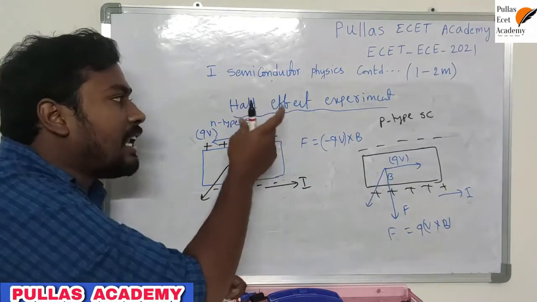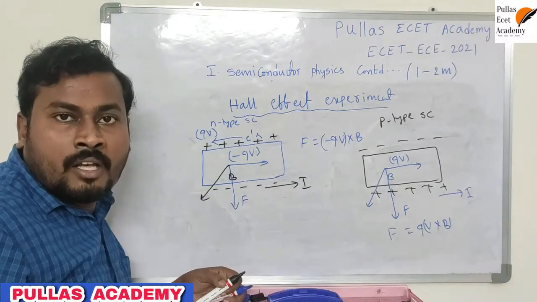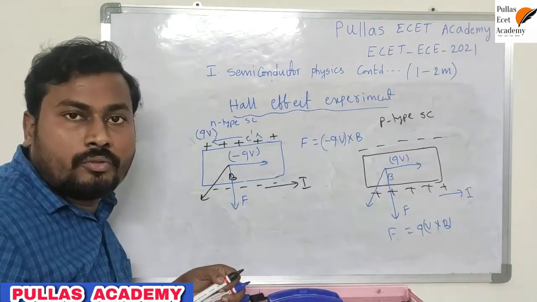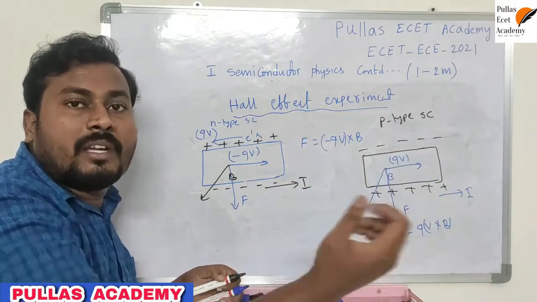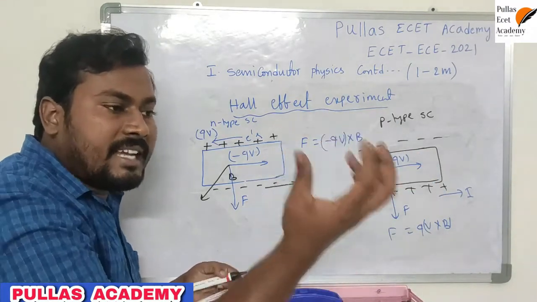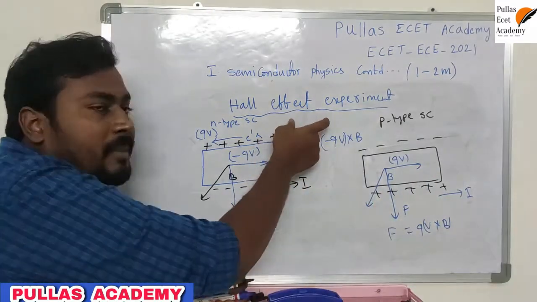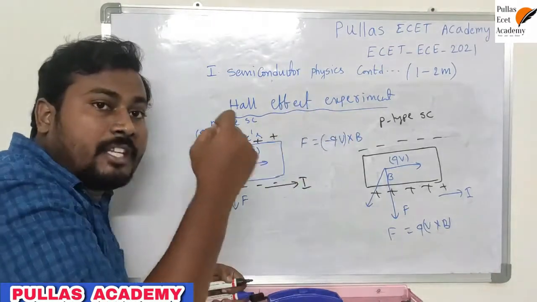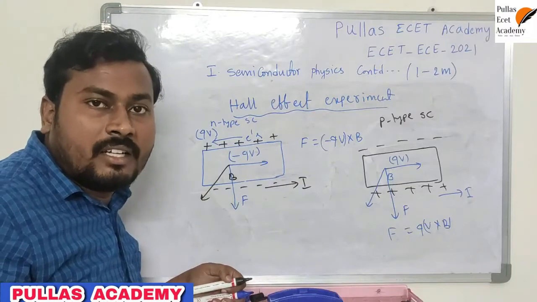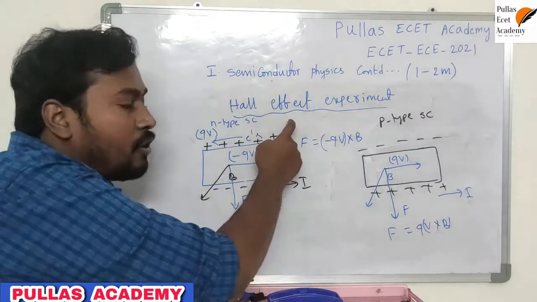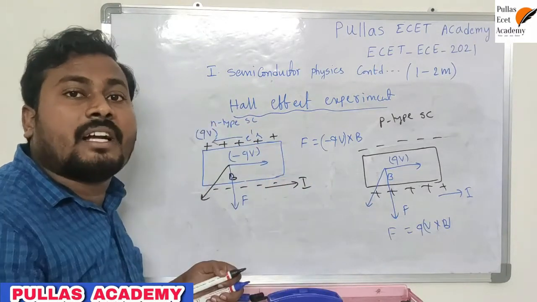Now where is this Hall effect experiment used? If someone in the lab gives you one semiconductor and asks what type of semiconductor it is, whether it is an n-type or a p-type semiconductor, you have to conduct this experiment. By conducting this experiment, you can know whether it is a p-type or n-type semiconductor. Now it is clear. The purpose of the Hall effect experiment is to identify the type of semiconductor.